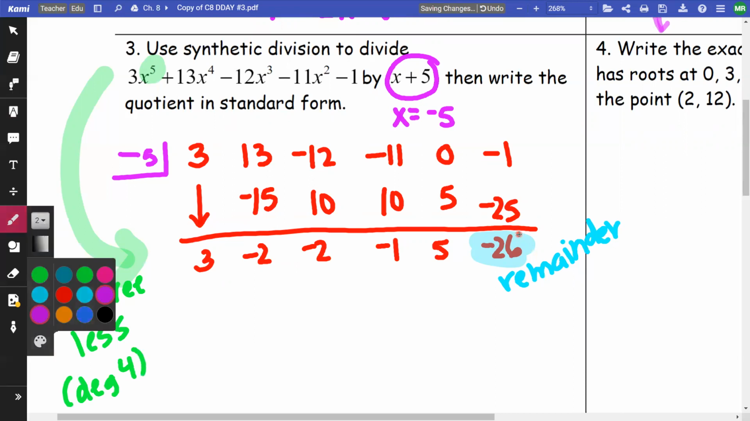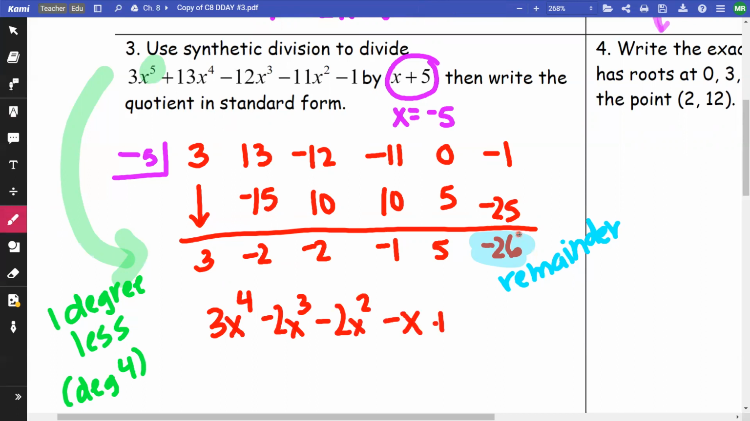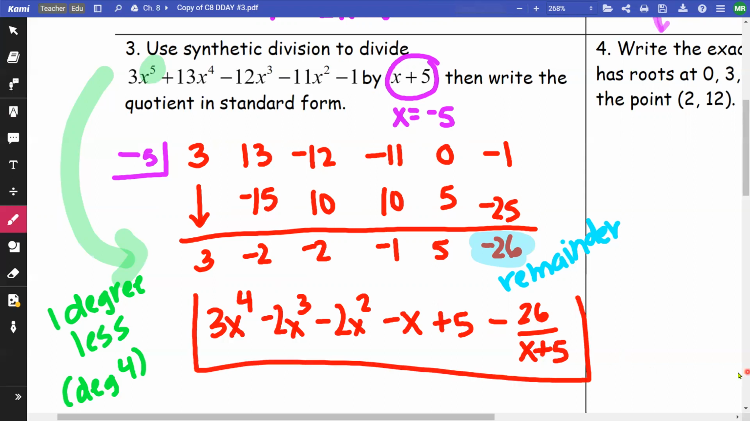So my answer is going to be 3x to the 4th minus 2x to the 3rd minus 2x squared minus x plus 5. And then my remainder, it's a negative, so I think I'm going to write it as a minus 26 over x plus 5. Or you could do plus a negative on top, 26 over x plus 5. And that's our answer.